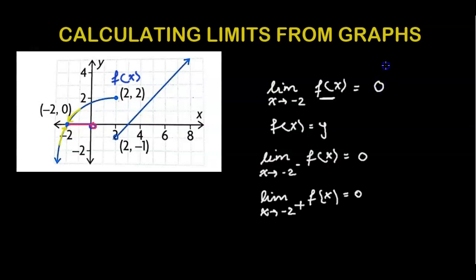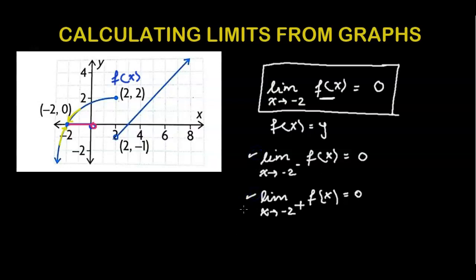Now whenever you have to give an answer for the limit for a particular x value where f(x) is approaching, you always need to make sure that you're finding the limit from the left side as well as the limit from the right side. If the limit from the left side is equal to the limit from the right side, then we finally say that the limit exists.